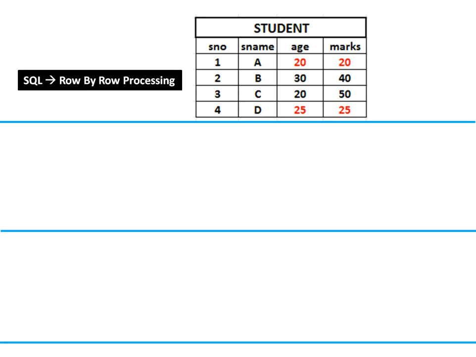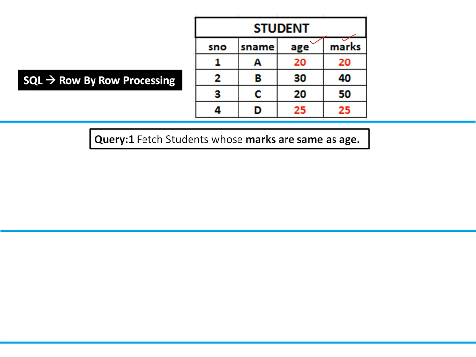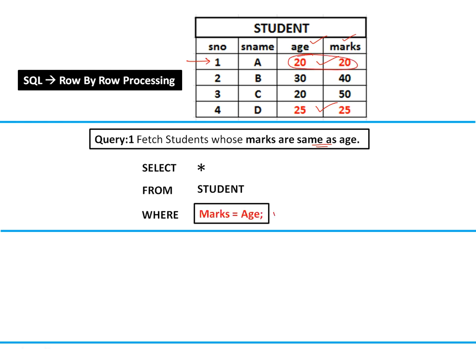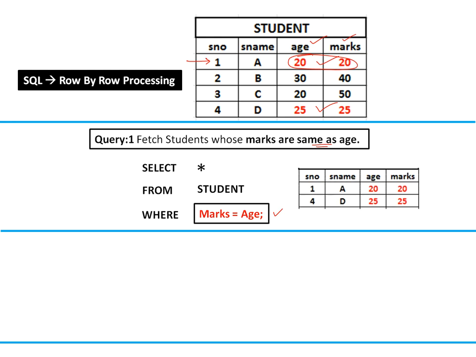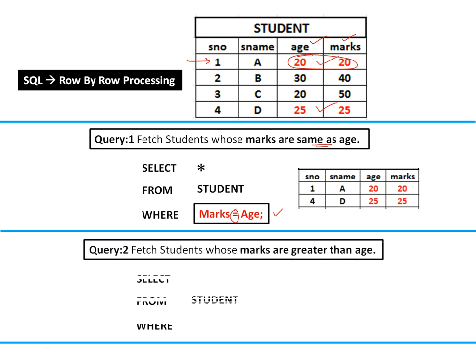Look at this with age and marks. Fetch students whose marks are same as age. That means this one and this one to be selected. Again, I will fetch this row. In this row, I will write the logic age equal to marks. Yes, that has been selected. Not only equal to, you can write any logic where marks greater than age. Marks greater than age. These two rows will be selected.